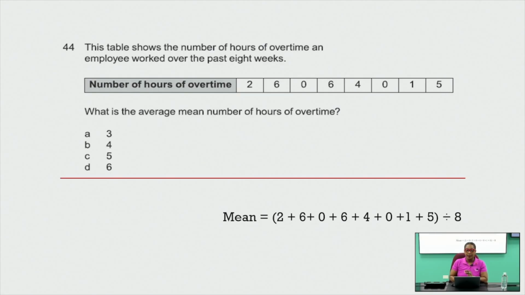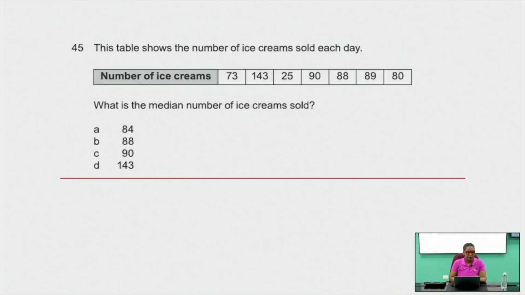And pretty much mean, you add all the values in the data set and then divide by the number of data pieces you have. In this, we have 8 pieces. We added all, and we got 24 divided by 8. So your correct number of hours, the mean number of hours would be 3 hours. On average, they work 3 hours overtime. All right, and that's option A. 45. This table shows the number of ice cream sold each day.